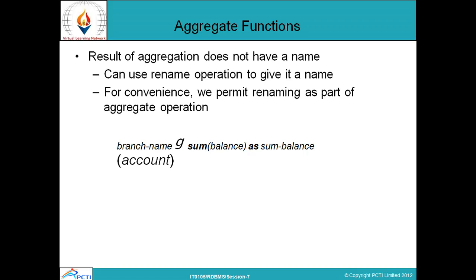Now, the result of an aggregate function does not have a name, so we can use the rename operation to give it a name. For convenience we permit renaming as a part of the aggregate function. This is the example that we already discussed in the last slide.